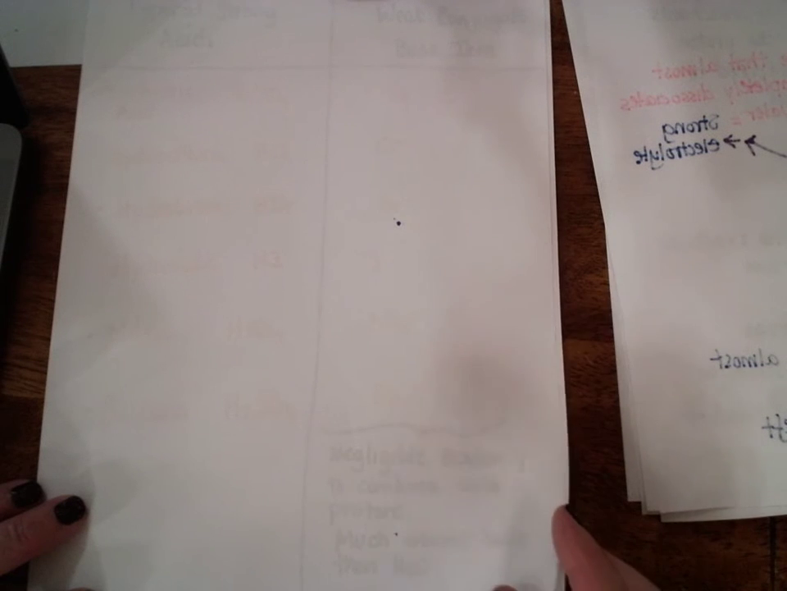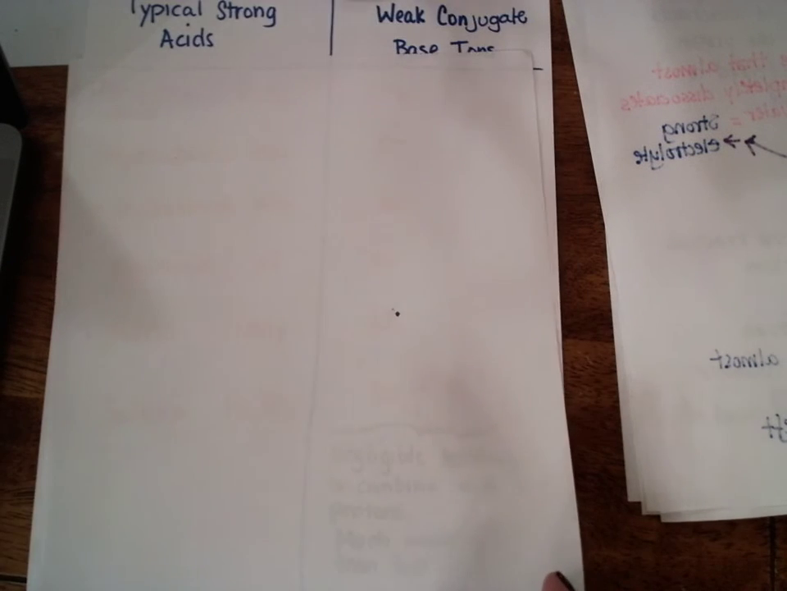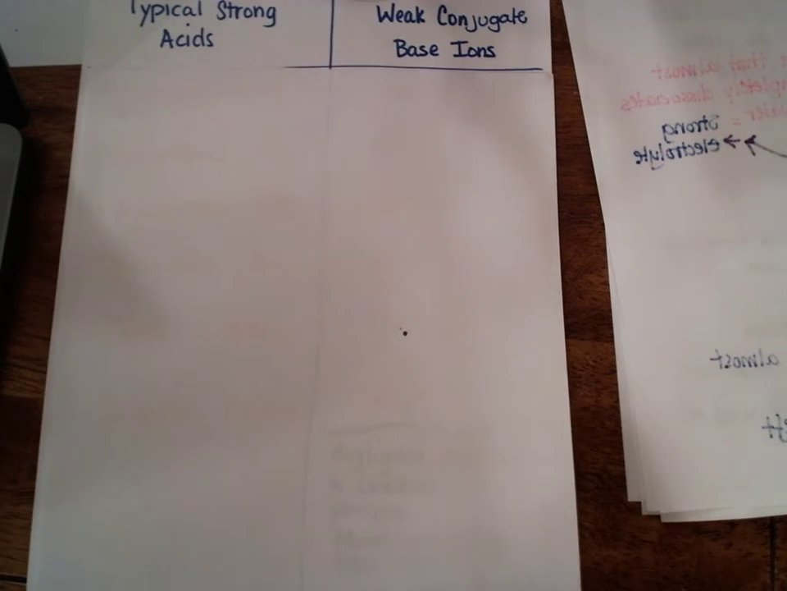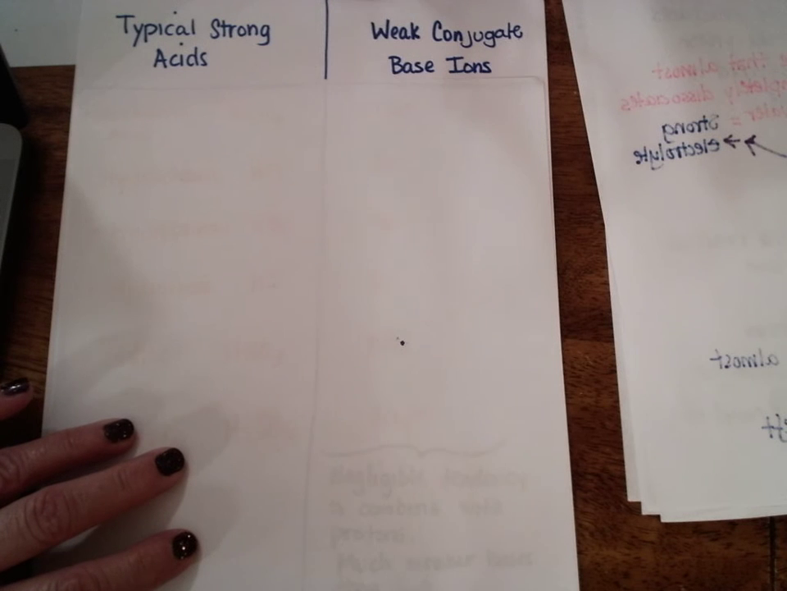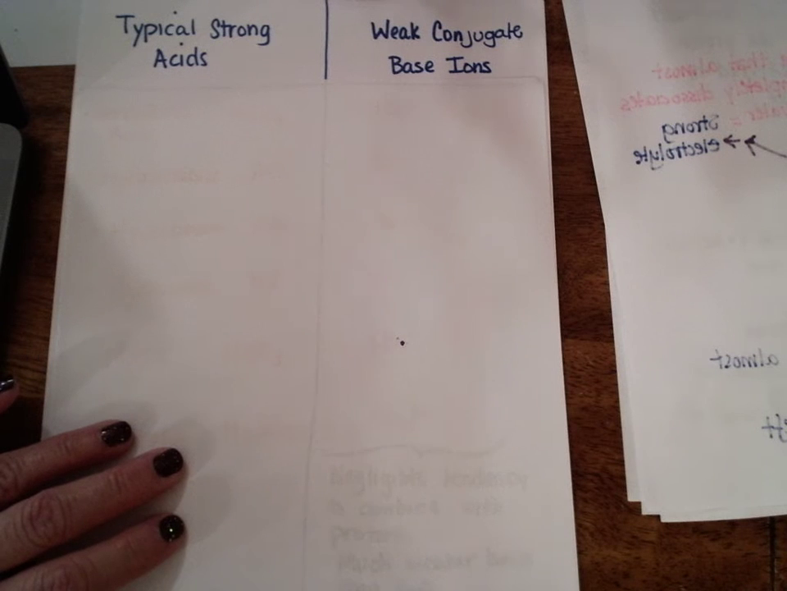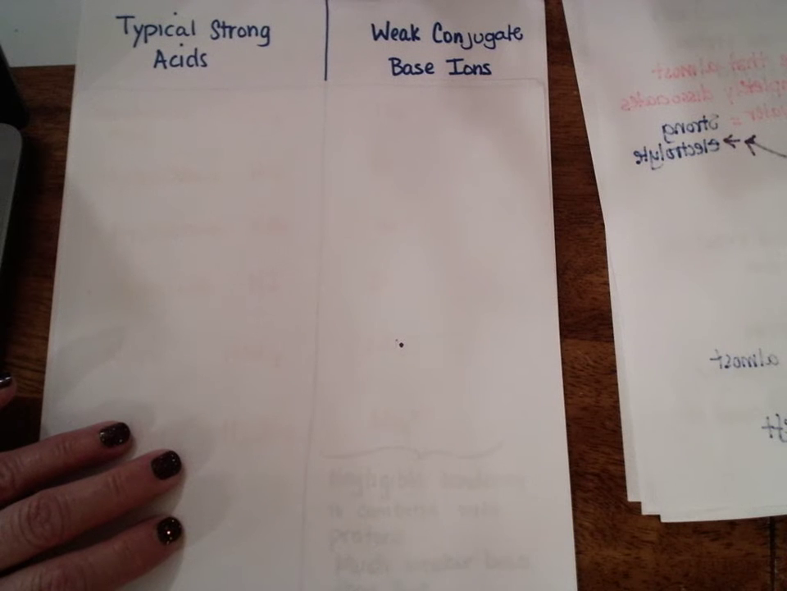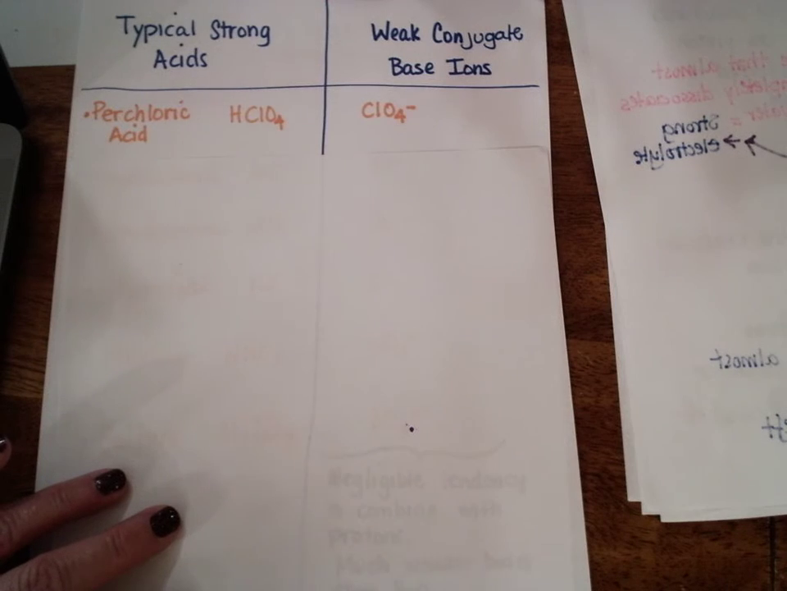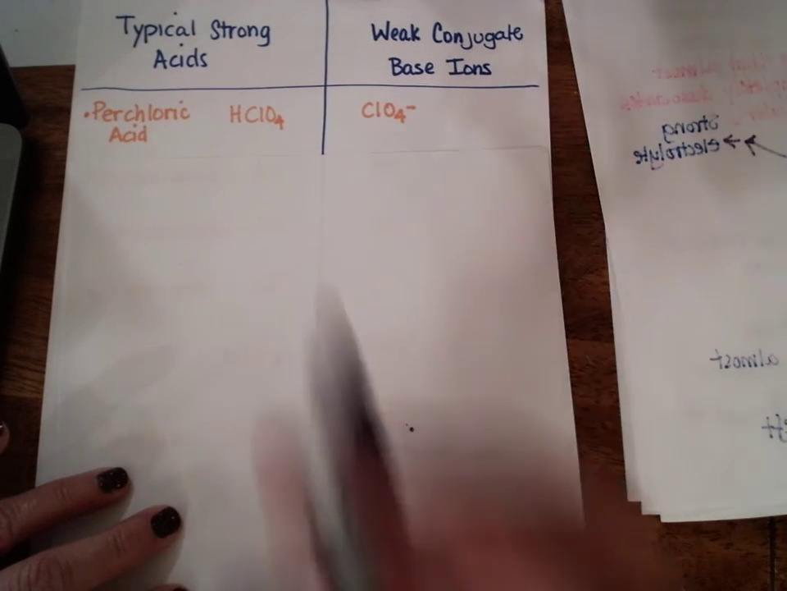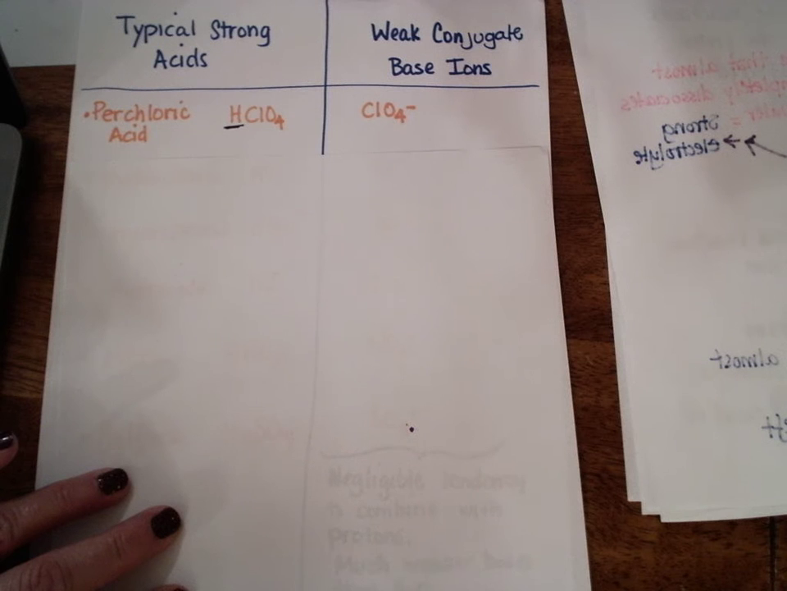Now, let's look just a little bit at some typical strong acids and what their conjugate bases would be. So basically, I get my conjugate base by removing my hydrogen. And these typical strong acids are ones that we've had before. We've been talking about acids and bases on and off all year. You should have had them in Chem 1. There were some of the ones that I made you remember. If I look at them, perchloric acid, there's my acid, there's my conjugate base.